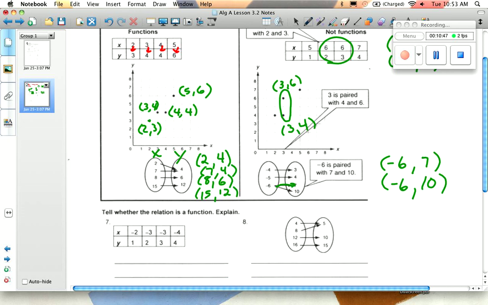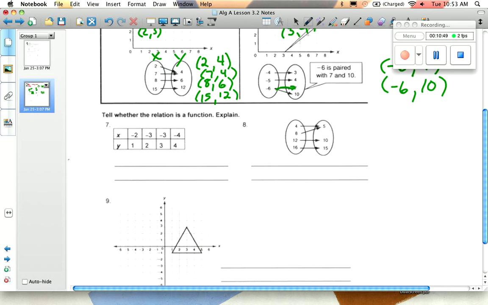Okay, let's try some on our own without them giving us any help. So number 7, we're kind of finishing up from the front side here. Tell whether the relation is a function and explain. Okay, what do you think? That table of ordered pairs, do you think we have a function there or not a function? That's how we'll say it. Function, not a function. What do you think, Isaac?